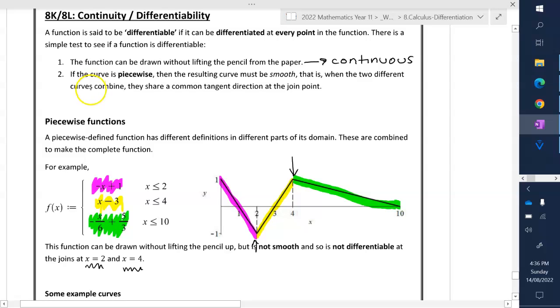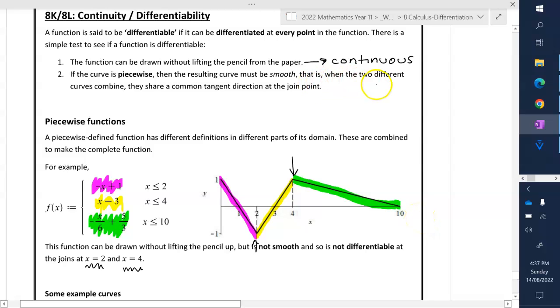Part 2, if the curve is piecewise, which is one of these, then the resulting curve must be smooth. So if our curve had gone a bit like that instead, I'd call that a smooth function, but it is not. Ours are very sharp pointed down here. It's not smooth at all.